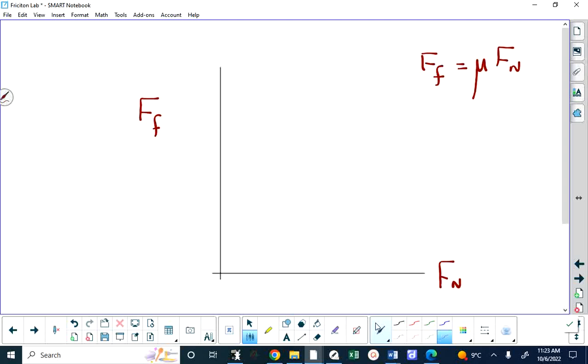What should your graph look like if the coefficient of friction is the same all the time? Like a straight line. Now, in theory, it should go through the origin. It may not, because maybe your spring scale is measuring everything a little bit higher. So, in theory, the graph should do that, but maybe it looks like this.